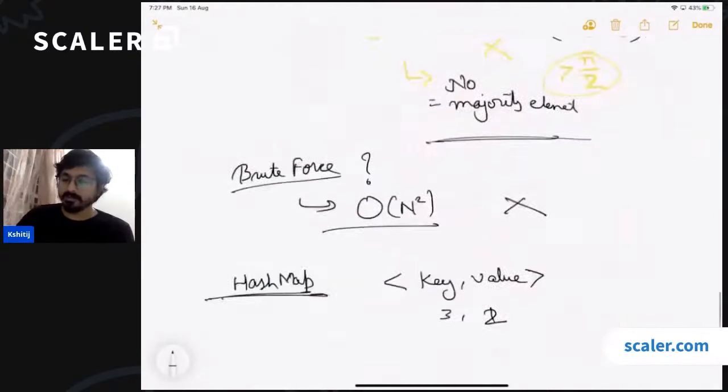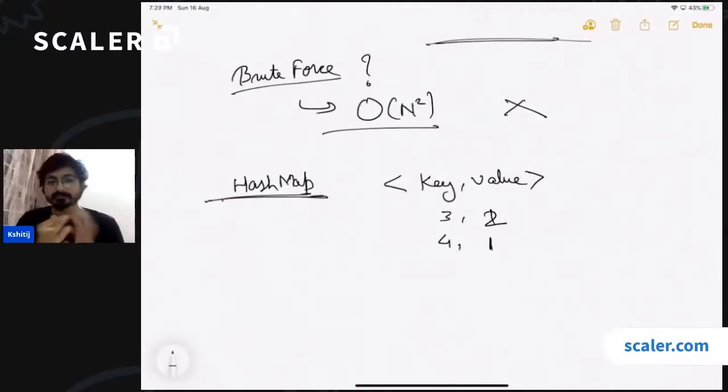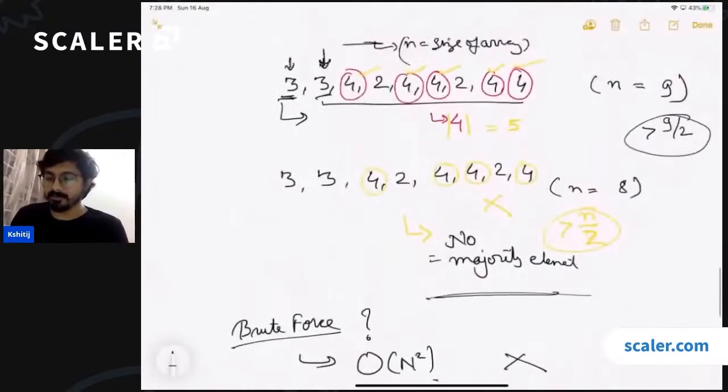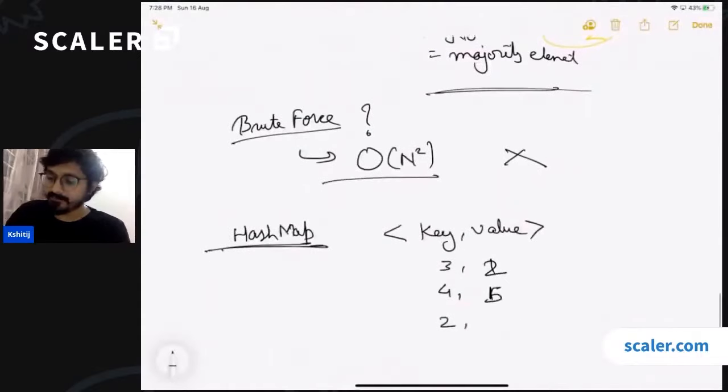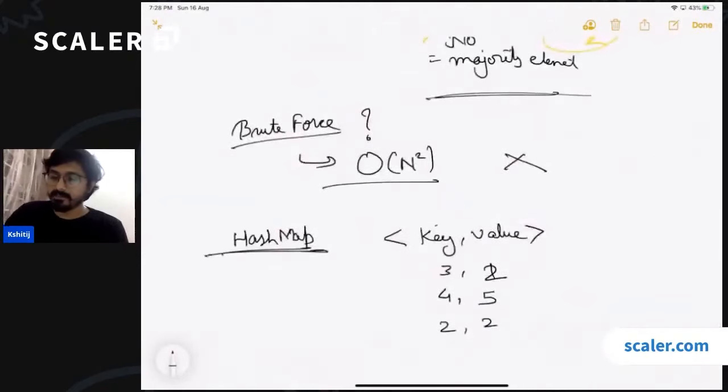Then you go to 4. 4 has not occurred yet. You keep it and you put 1 here. So after you have iterated all the array, it's totally like the dictionary in Python. After you have iterated all the array, you will be having all the array elements along with their frequencies. So 4 will be 5 at the end because the frequency of 4 is going to be 5. And the frequency of 3 is going to be 2 and 2 is also going to be 2. This is the value, the array element, and this is the frequency.